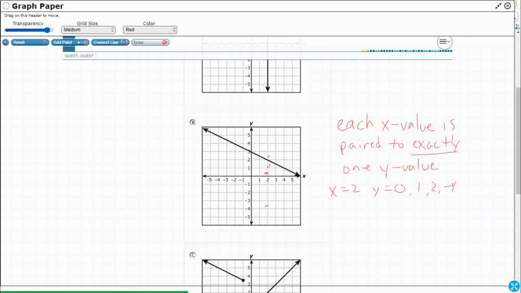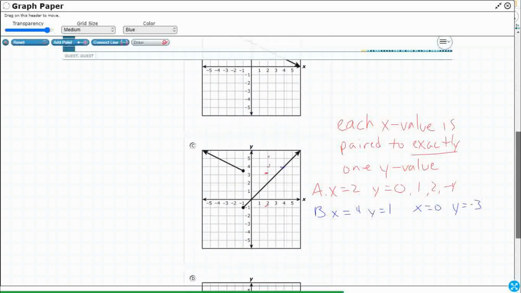So let's check B right here. I'm going to put A right here. Let's change colors. Let's go B. So if x equals, we'll look at that 4 right there, then y equals 1, and that's the only y. Okay, so let's try another one. If x equals 0, then y equals -3. You know what? B is looking pretty good. It only has one y value matched to each x value. So I'm thinking B looks pretty good.